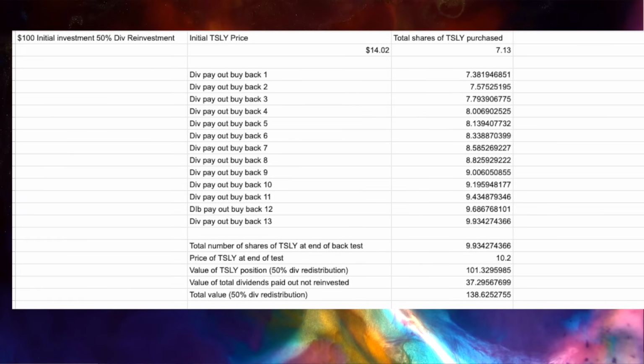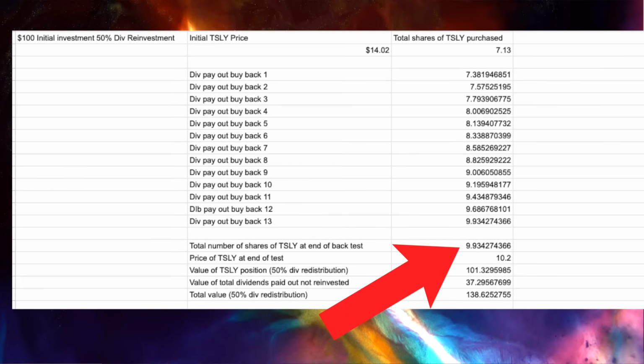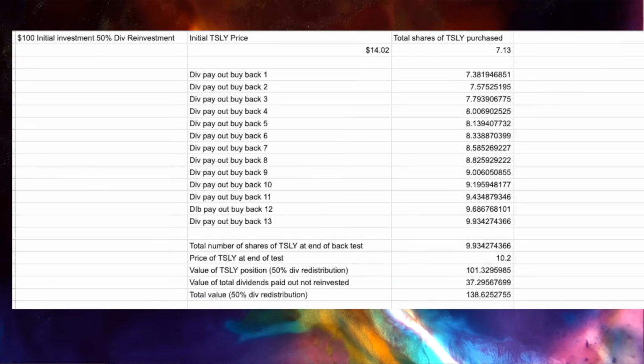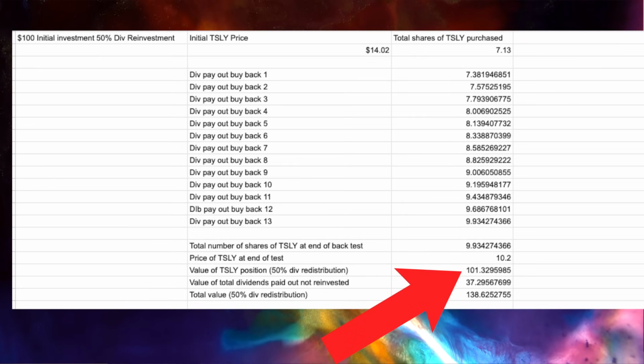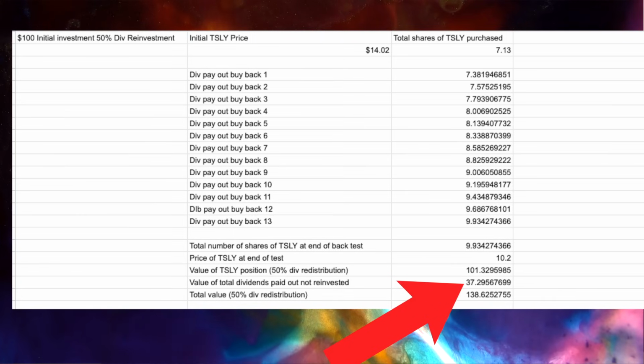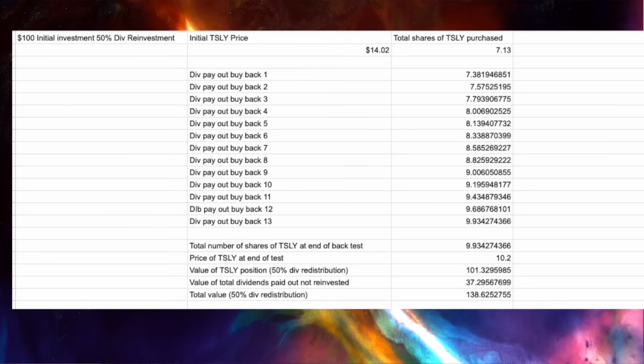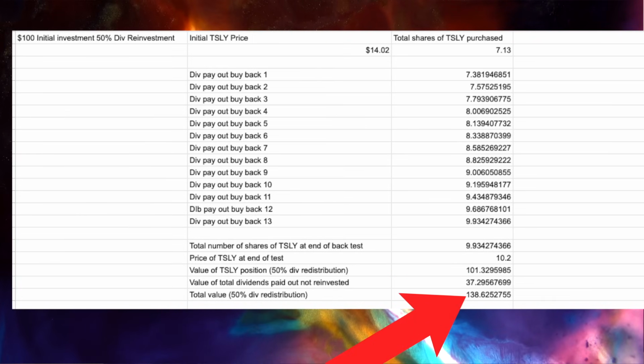we get 0.25 more shares of TSLY for a total of 7.38 shares and $3.56 in dividends paid out as cash. Doing this for all the months, we end up with 9.93 shares of TSLY worth $101.33, and dividends in cash worth $37.29 for a total of $138.62. What if we reinvested 100% of the dividends?